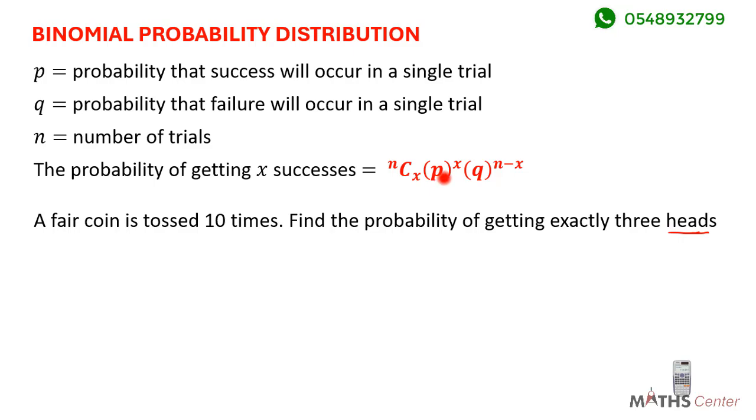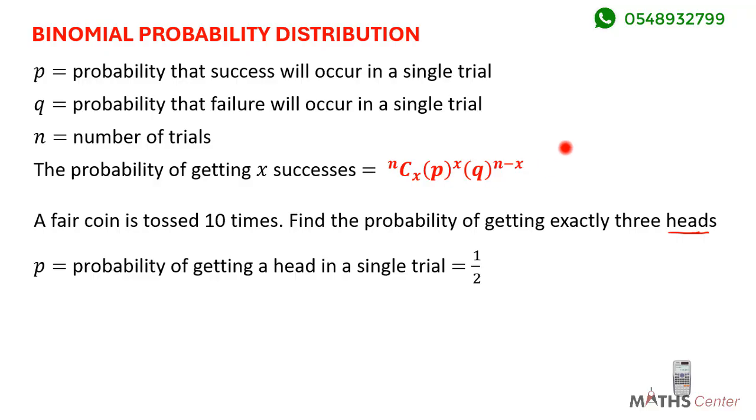We know that when you toss a coin, the possible outcomes are head and tail. So the probability of getting a head in a single trial will be the number of heads, which is 1, divided by the number of members in the sample space, which is 2, head and tail. So the probability of getting a head in a single trial will be 1 divided by 2. So that will be P here. If getting a head is success, then getting a tail will be failure.